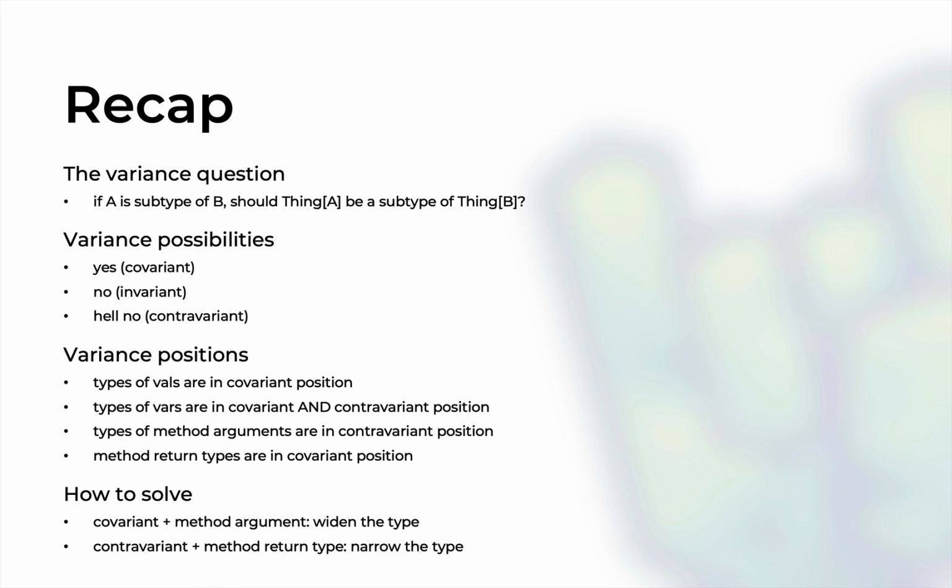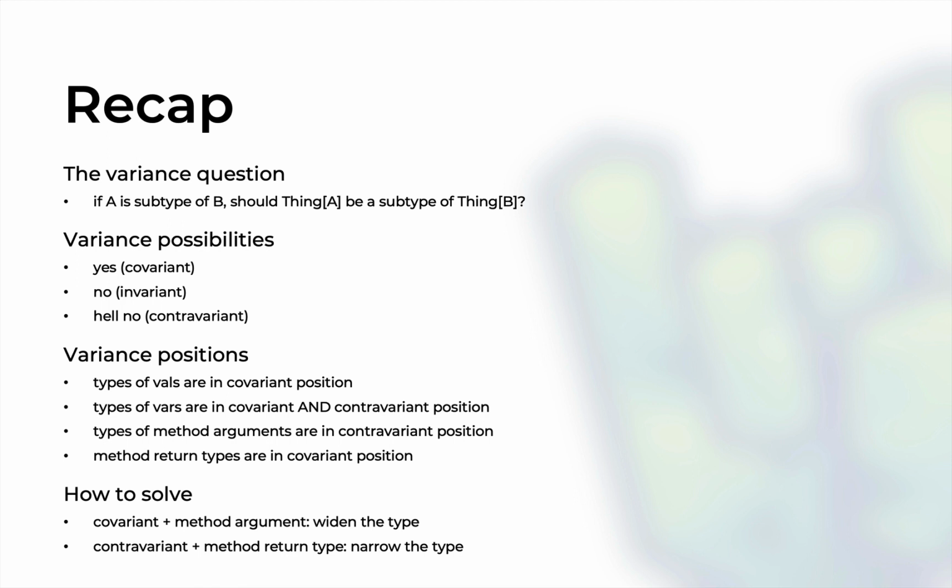And after exploring how variance works, we discovered variance positions, and we discovered the kind of type checks that the compiler will automatically make in the case of a generic type with variance. So that means that the type of val fields are in covariant position. That means that only covariant types work with val fields. Types of vars are in covariant and contravariant position, meaning that no variance will work with variable fields other than invariant. Then we have the types of method arguments, which are in contravariant position, meaning that only contravariant types can have methods taking the elements in the type argument that they're defined with.